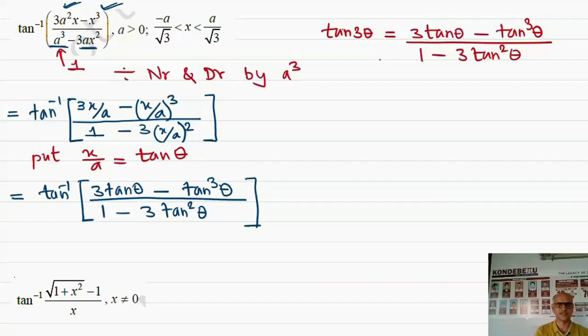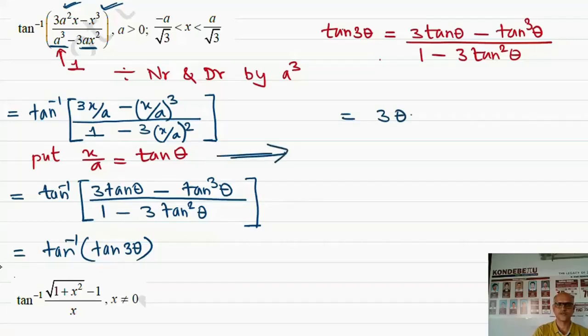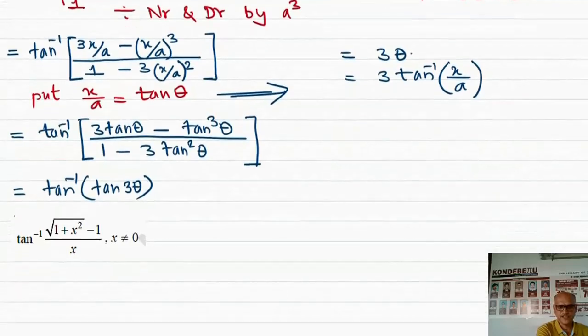Minus 3 tan square theta. Clear? So it is a very good formula: tan inverse of tan 3 theta. So tan inverse and tan cancel, and the given expression becomes 3 theta. Now substitute the value of theta from what we put. If I take it to the LHS, theta will be equal to tan inverse x by a. So the simplified form will be 3 tan inverse x by a. Clear? Next one.